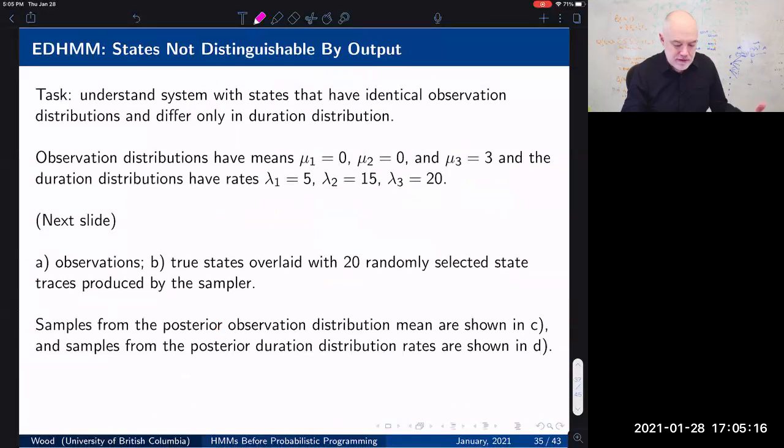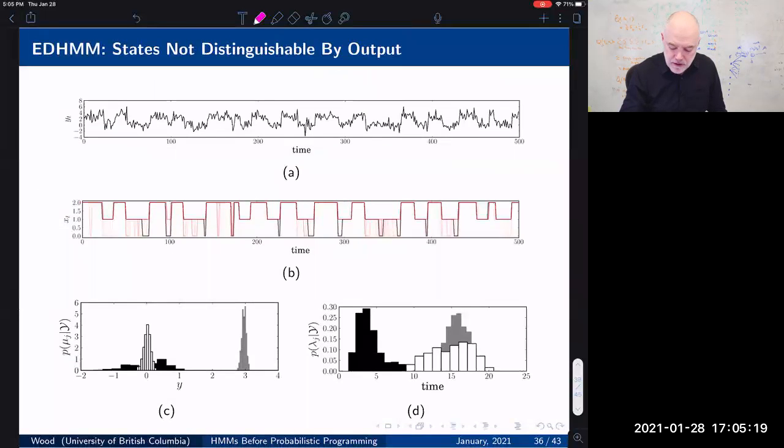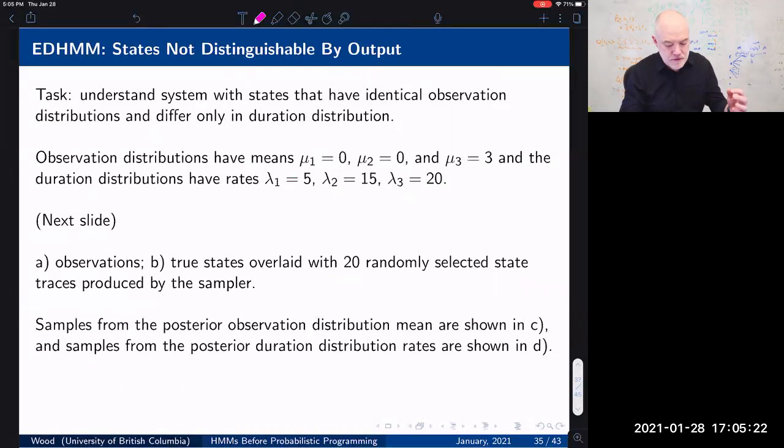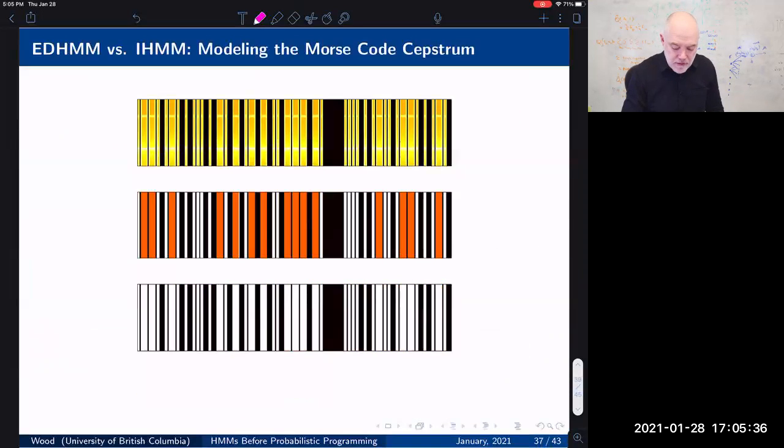Okay, and you can even do crazy things where in such systems you can have states that have exactly identical emission distributions but different durations. And inference in such a model will actually be able to distinguish the states just by their dwell times. So a nice example application of this is looking at the Morse code cepstrum, basically. So here is the spectral decomposition of Morse code, right? So there's dots and dashes. Here's a dot, here's a dash, here's a dot, here's a dash, right?